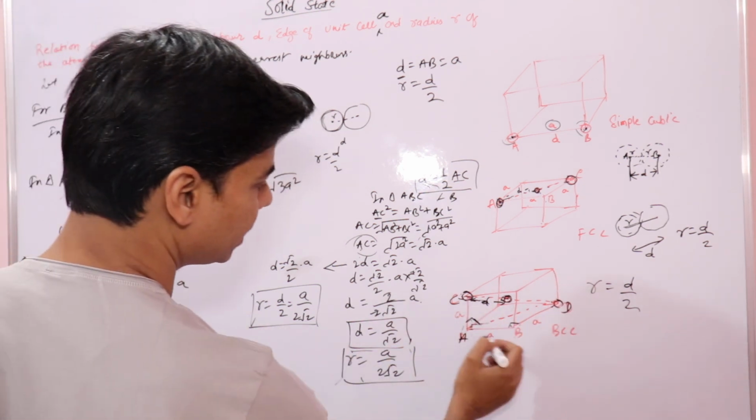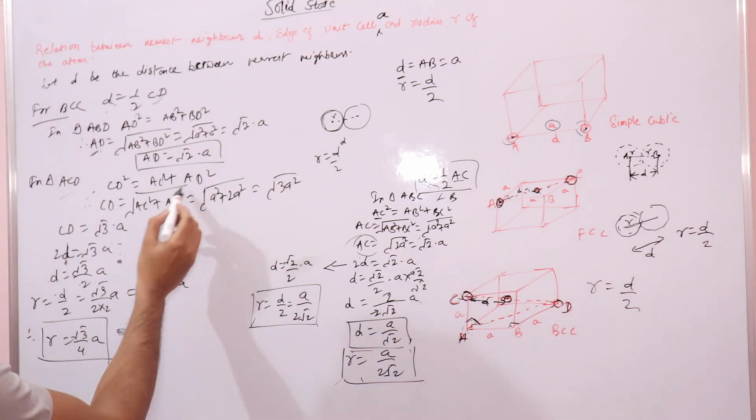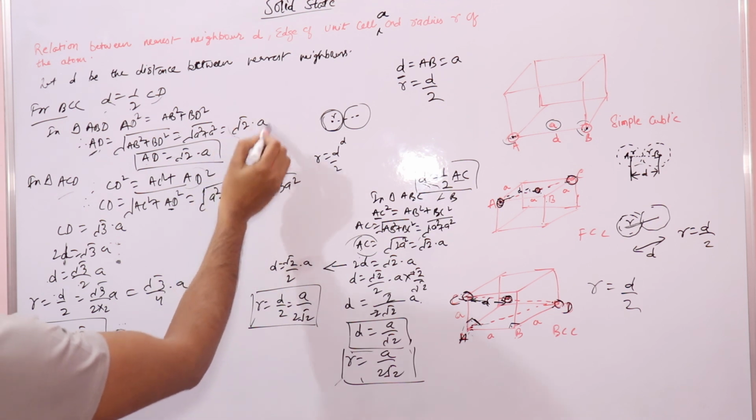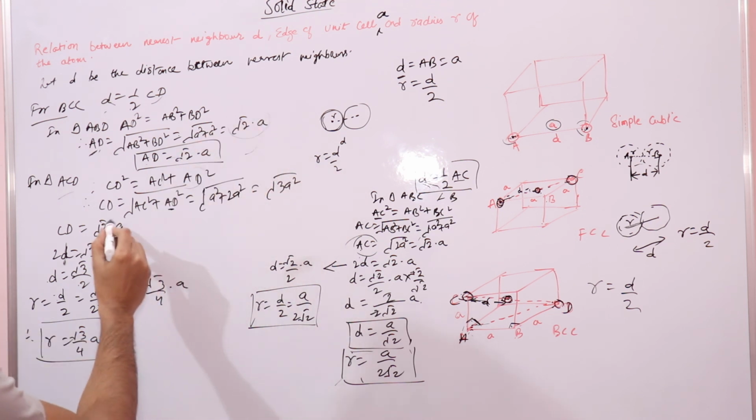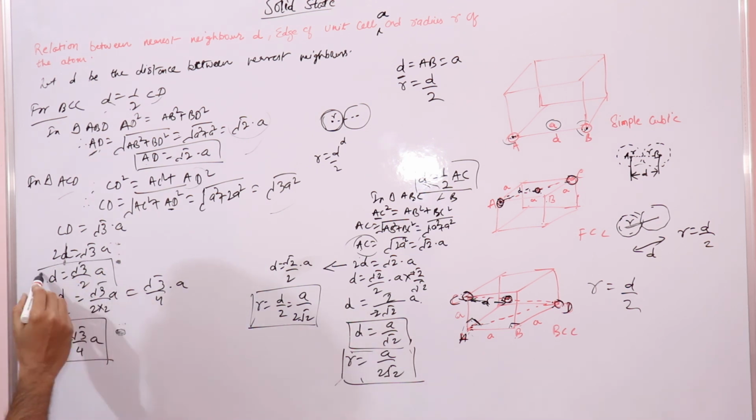From here CD square is equal to AC square plus AD square, right? The value of AD square we have got from here. We have already done this. So this would be root 3a. Then you found the relationship first between d and a. Then r is equal to d by 2. Then r is equal to root 3 by 4 a, right?